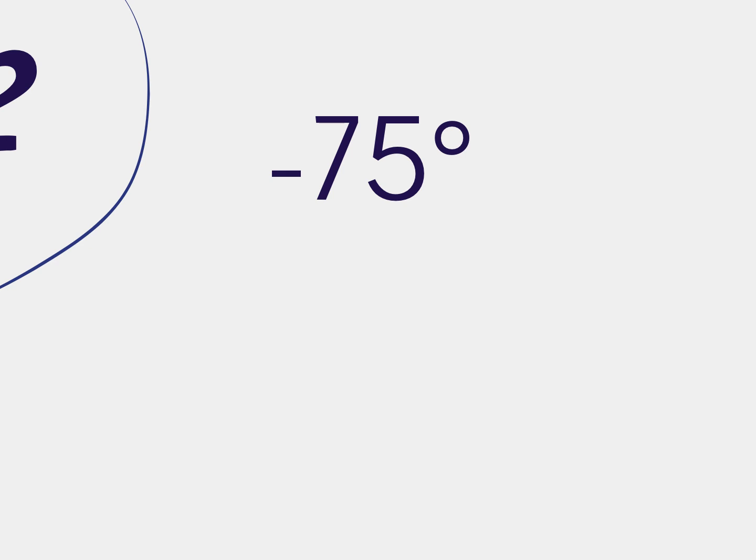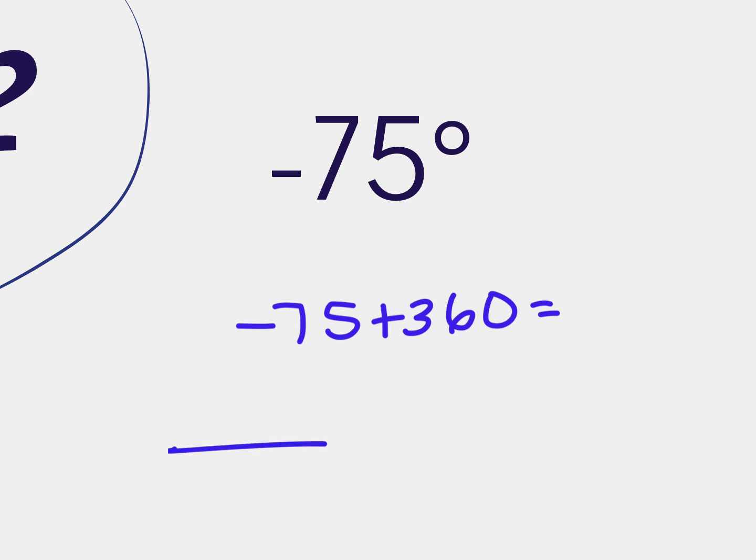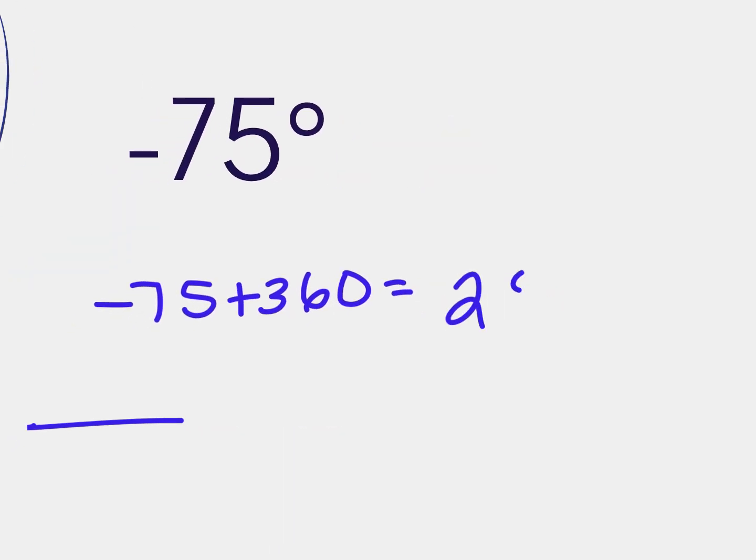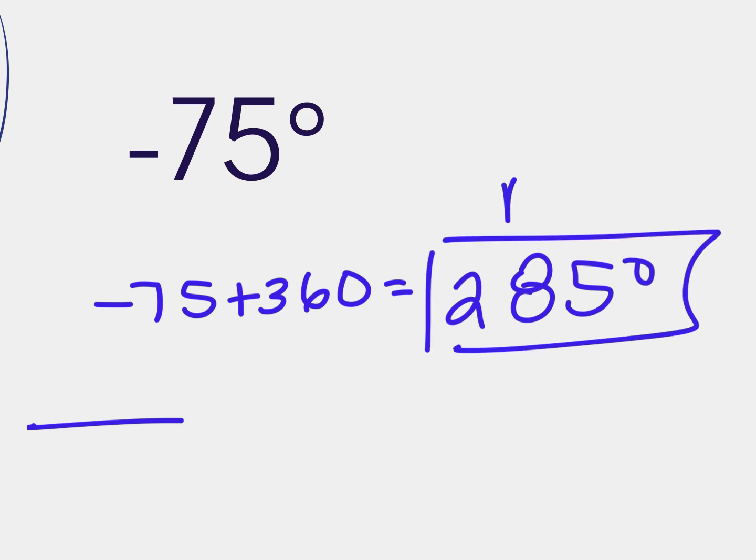So let's look at number 2. I need to find one positive and one negative. I always do the same thing every time. I write the angle down and I start with positive. So I add 360. What's negative 75 plus 360? 285. Perfect. Is that a positive coterminal angle? Yeah, so go ahead and stop there.